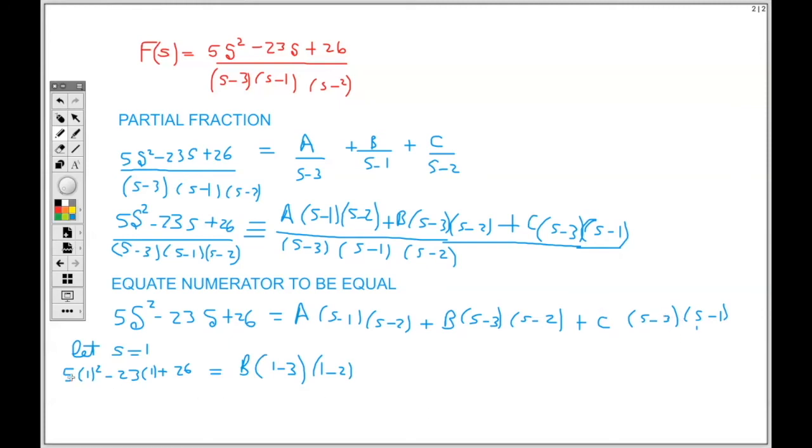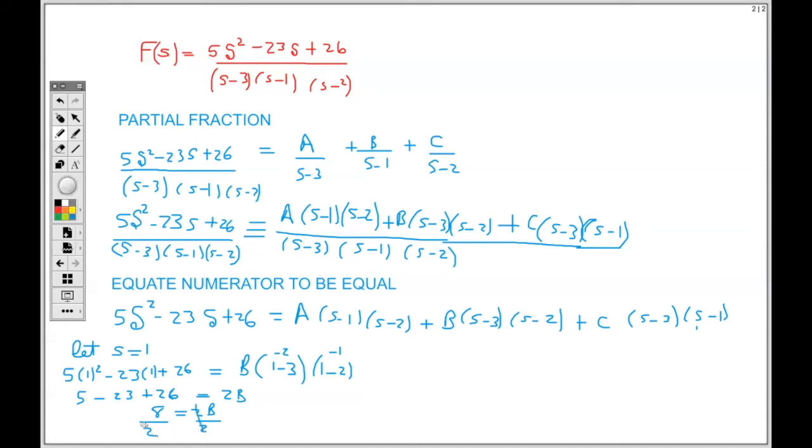So all I have is to calculate this side. So 1 squared is 1, and 1 times 5, that's 5, minus 23, because 1 times 23 is 23, plus 26. Then 1 minus 3, that's minus 2. 1 minus 1, that's negative 1. Multiplying these two numbers, it will be positive 2b. So simplifying the left hand side, 5 minus 23 plus 26, that will be 8. Then we divide both sides by 2.